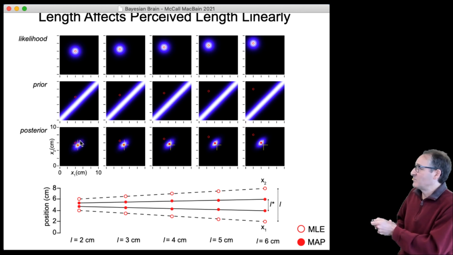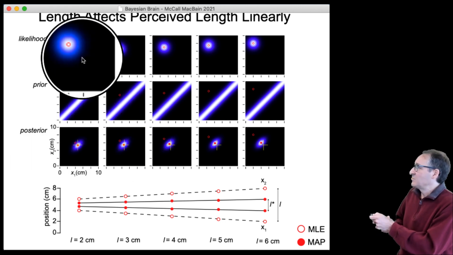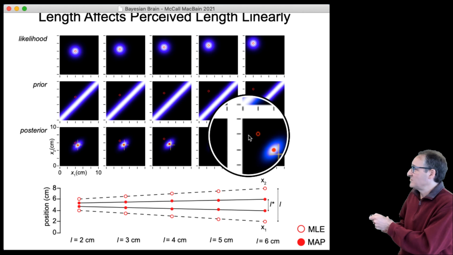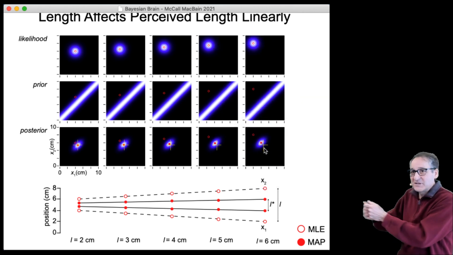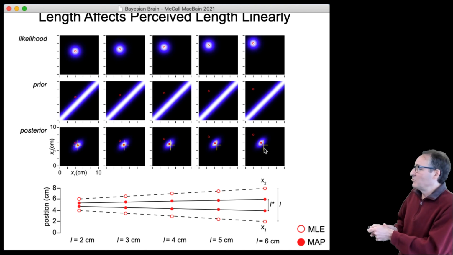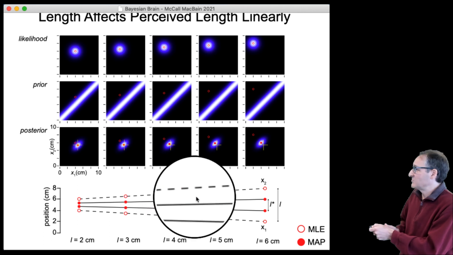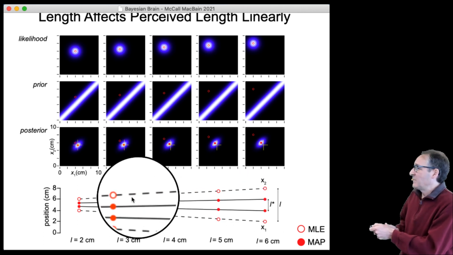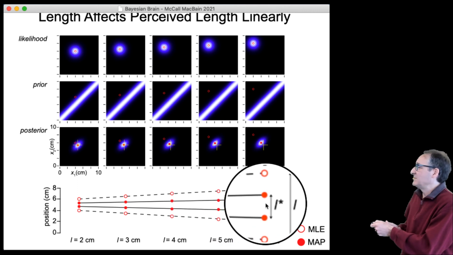But what you can see is that the posterior, as you change the position of the taps, the posterior does change. It gets pulled by the likelihood, but it's always retarded, held back by the prior. So the MLE is increasing as we increase the distance between the two taps, these open circles. But the MAP, the distance between the filled circles, is also increasing, but not as much.